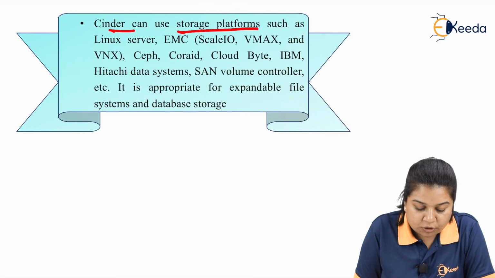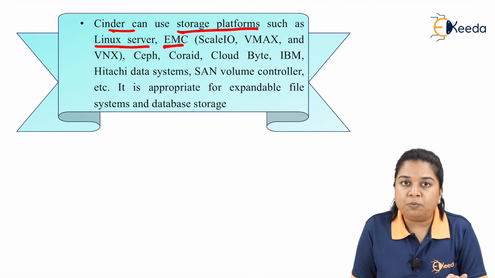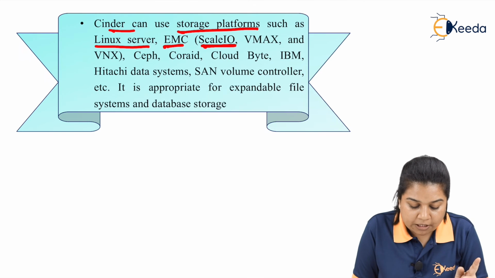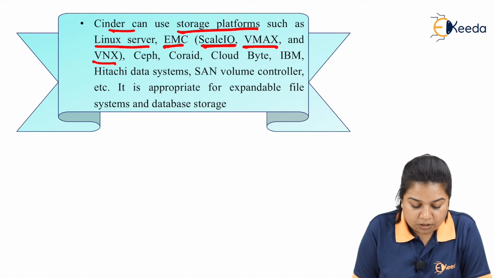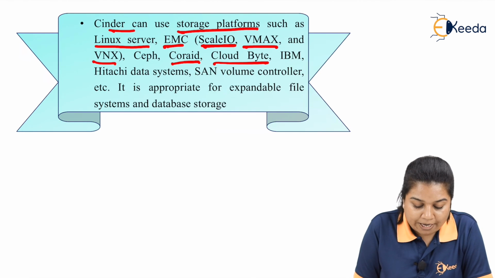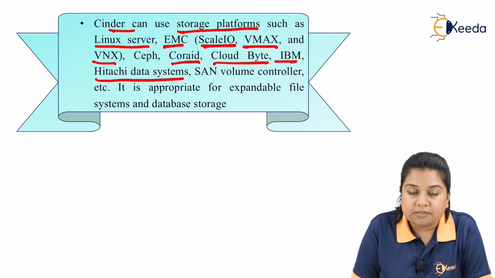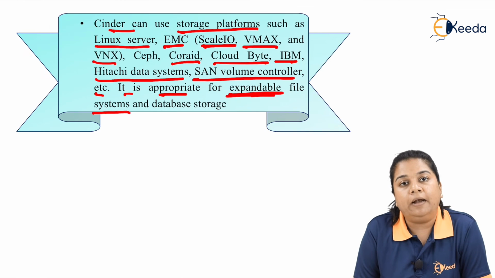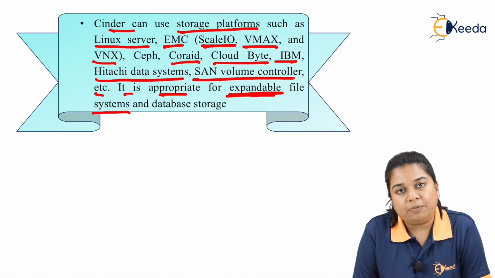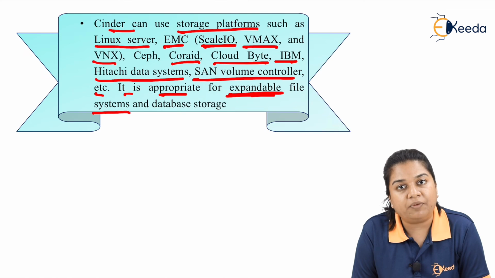Cinder can use storage platforms such as Linux Server, EMC. EMC provides block storage volumes like ScaleIO, VMAX and VNX. Then Ceph can also be used, Coraid, CloudByte, IBM, Hitachi Data Systems, SAN Volume Controller, etc. It is appropriate for expandable file systems and database storage. That means it provides scalability as well.